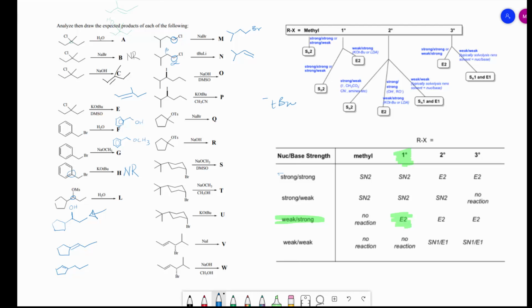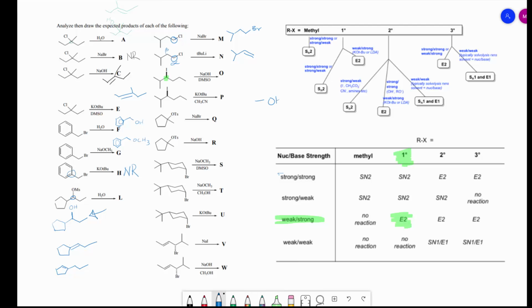We take away our beta hydrogen and make a new double bond between alpha and beta. For O, we also have a secondary carbon here. That secondary carbon is going to be attacked somehow by our sodium hydroxide and DMSO.